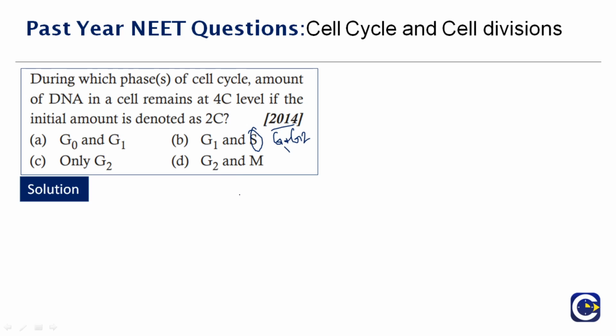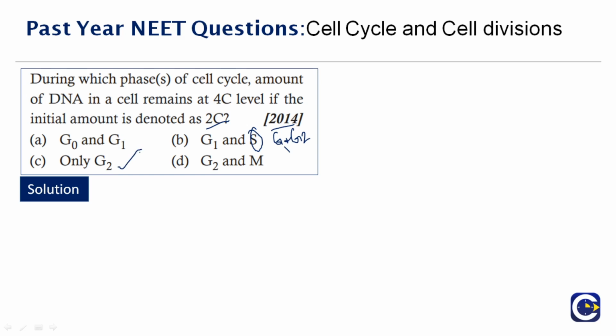Now coming back to the question, I've explained to you what is S phase, G phase and so on. Here they are asking us the initial amount is denoted by 2C, right? And what if the cell remains at 4C level if the initial amount is denoted as 2C? This kind of thing is actually seen only in G2 phase. It is not seen in any other phase.